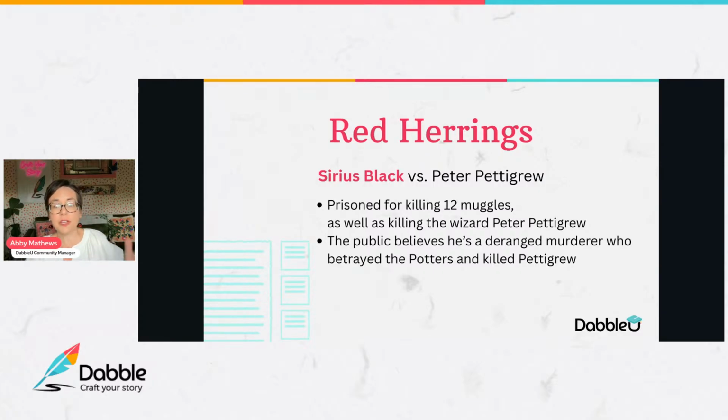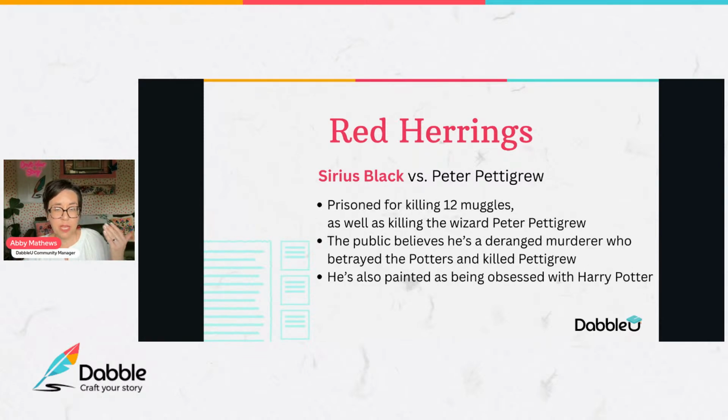So in addition to everything I just laid out here, Azkaban is also known for making prisoners go insane, right? So we have all these clues here. We've got this now insane escaped convict who is obsessed with Harry, right? So of course this part is true. It's just not true for the reasons we're led to believe.